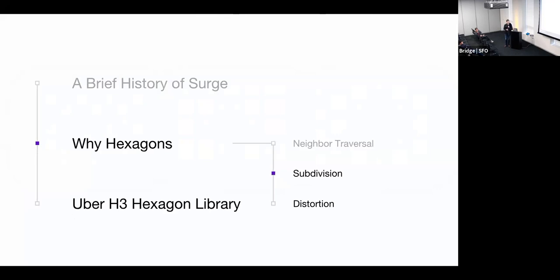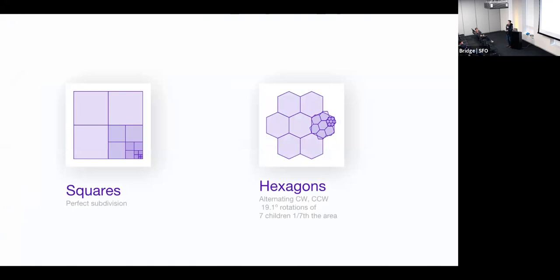Next one is subdivision. So if you have a square grid and you have a big square and you want to subdivide it, it's very easy. You just cut it into four, you end up with four squares, cut it into four, end up with four squares. Hexagons have a little more trouble with this. It's not as clean of a solution, but there is a way around this.